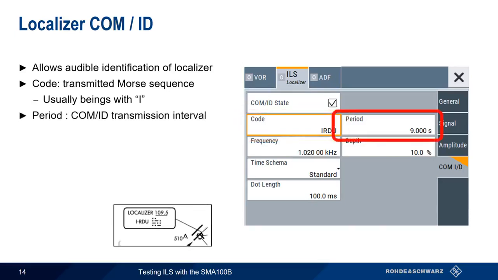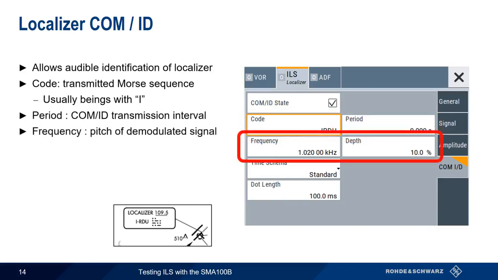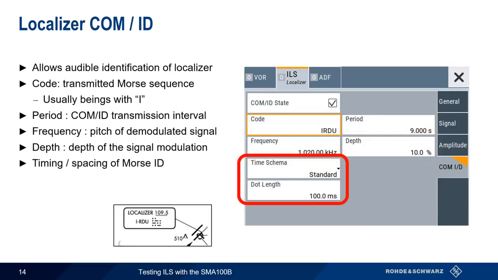Period defines the interval between transmissions of the Morse ID. Frequency controls the pitch of the demodulated signal, and depth is the AM modulation depth. Finally, time schema and dot length control the timing and spacing of the dits and dahs used in the Morse code ID. These can be left at the standard values or defined by the user.